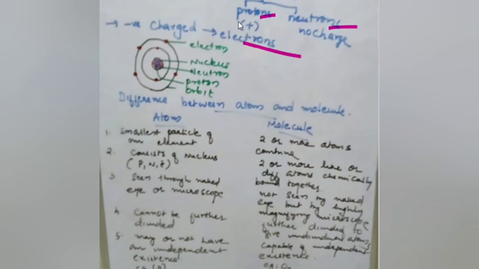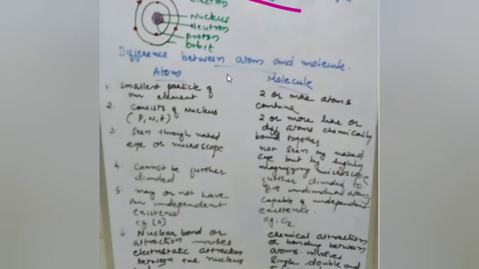Protons have a positive charge, neutrons have no charge, and electrons have a negative charge. See here, this represents the orbit in which the electron is revolving. The electrons are arranged in fixed places, revolving around the nucleus, as planets revolve around the sun. See here, this represents the orbit.